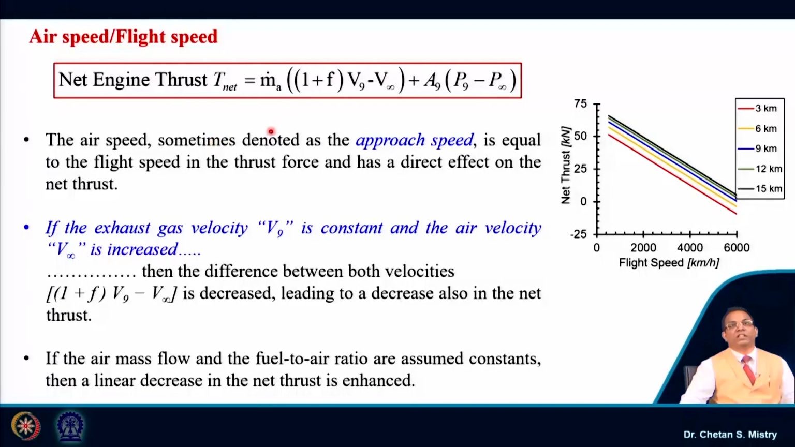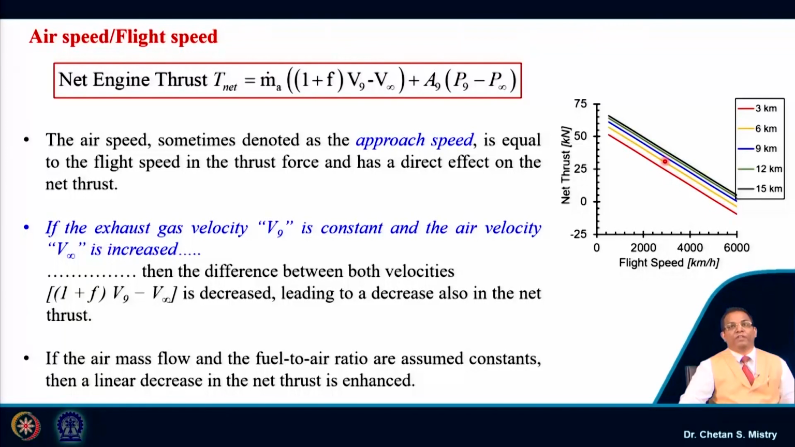If we consider this formulation, and say my V9 is constant and my V infinity is increasing, then in this equation, if I increase my V infinity, that will lead to a reduction in my thrust. Okay. So, in this case, with the increase of the flight speed, we will have a reduction of our net thrust.